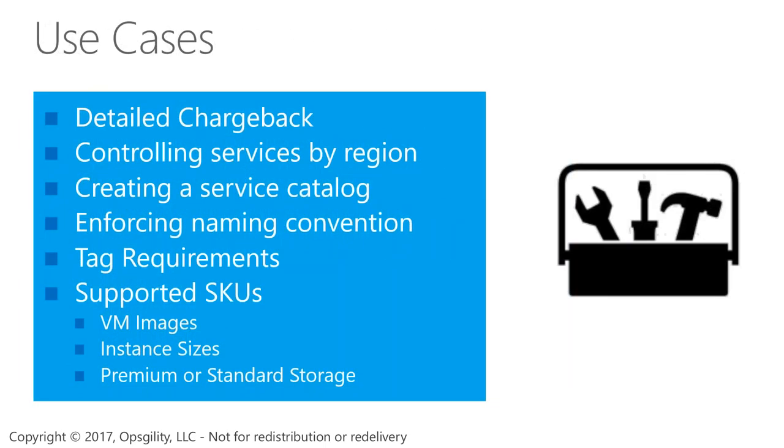Some of the use cases for policies are very, very flexible, so we could talk about use cases for quite a while, but these are just a few examples. We could do things like detailed chargeback through the use of, or forcing the use of, tagging and resource group membership. We can control what services or where services can be deployed. For example, if my organization only exists in California, then maybe I only want to choose the regions that exist in California, like West US. I can control services so that they would only be able to be created there.